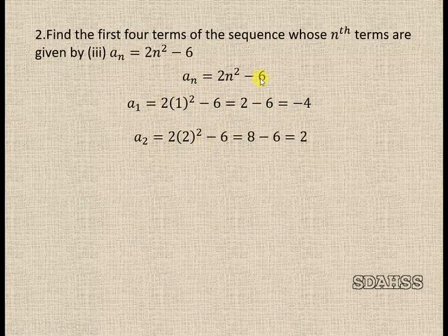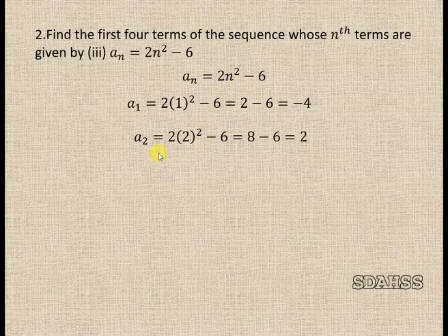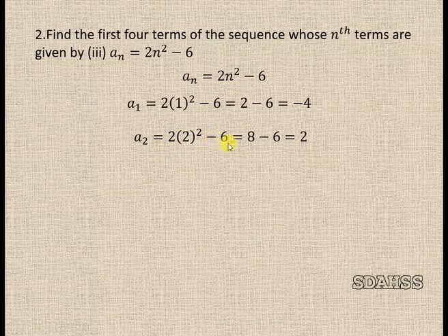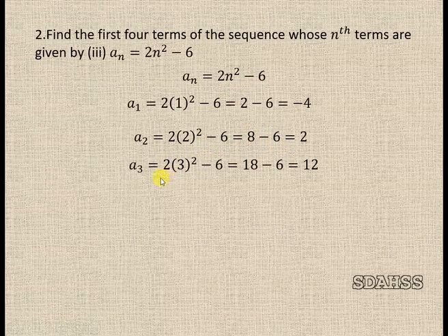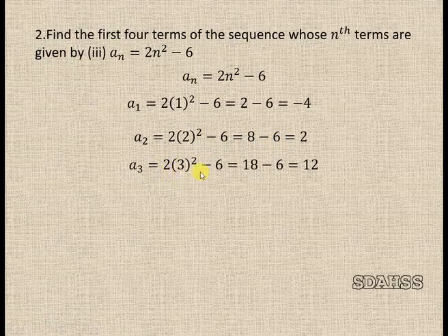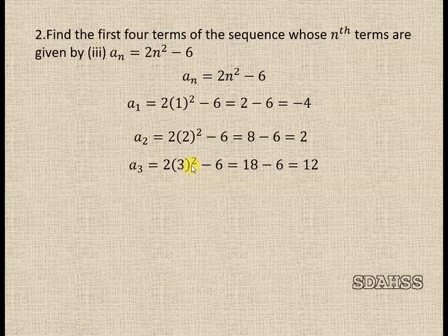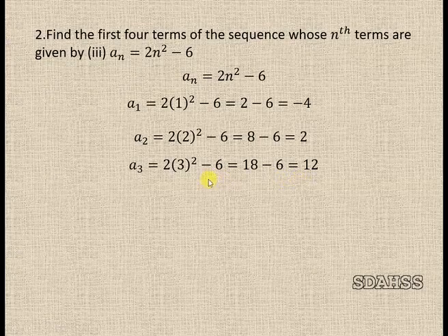Substitute n is equal to 2 in the nth term. So you have a2 is equal to 2 into 2 square minus 6, which is equal to 2 square means 4, 4 into 2, 8, 8 minus 6, 2. Substitute n is equal to 3. So you have 2 into 3 whole square minus 6, which is equal to 3 square means 9, 9 into 2, 18, 18 minus 6, 12.